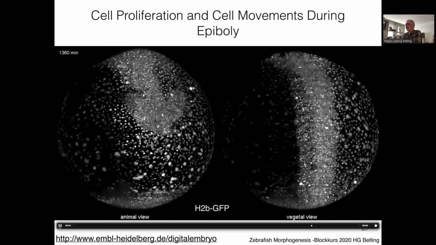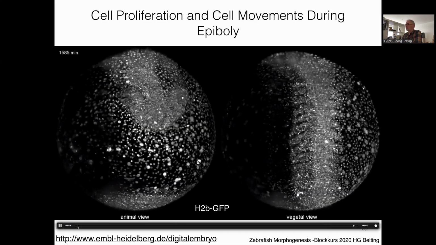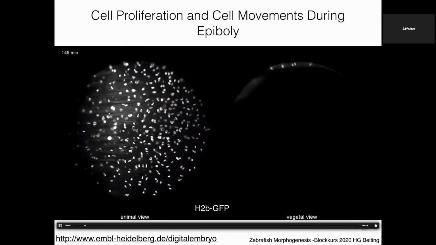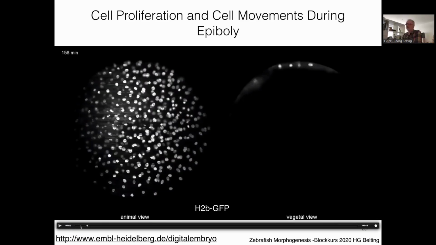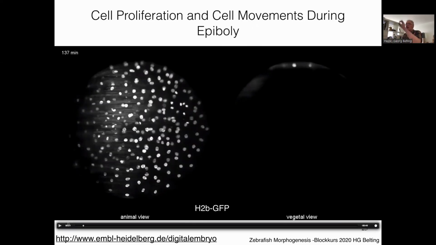And there's not much happening anymore. Yeah, you see the somites now. Or not anymore. So you start with the cell. This is the animal view on the left. This is the view from the top of the embryo. And on the right-hand side, you see this embryo from the opposite view. So the cells are moving towards you from the vegetal side.